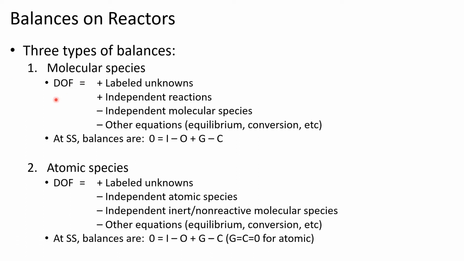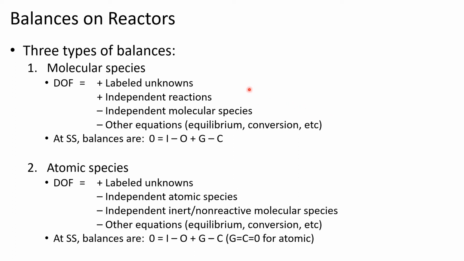To determine the degrees of freedom associated with a molecular species balance, we first count the number of labeled unknowns for the process flow diagram. We add to that the number of independent reactions. Then we subtract the number of independent molecular species. We also subtract the number of other equations that are available. For example, we note that a reactor is at equilibrium, or we're given the conversion of one of the chemical species. And there can be other types of equations that are given to us.